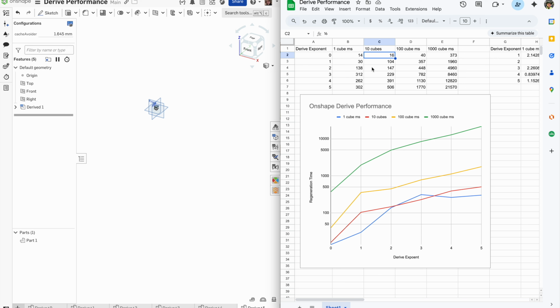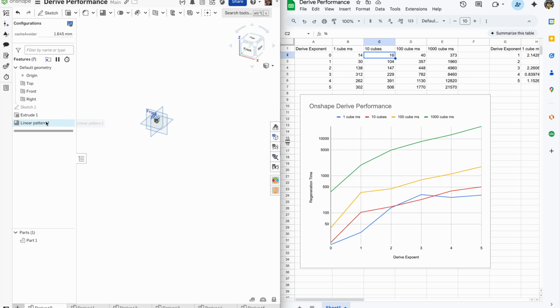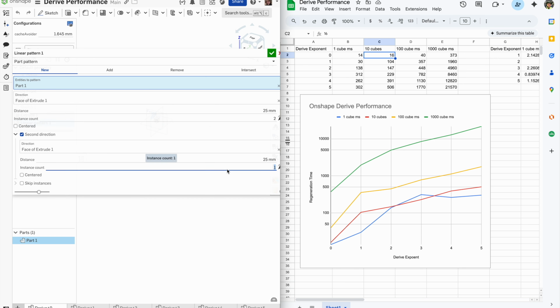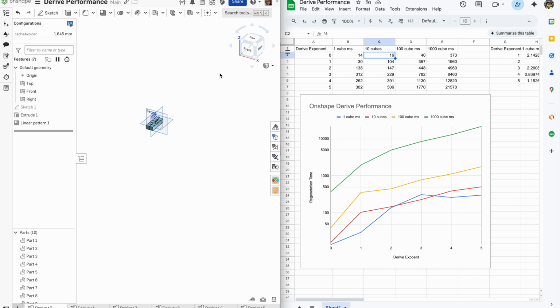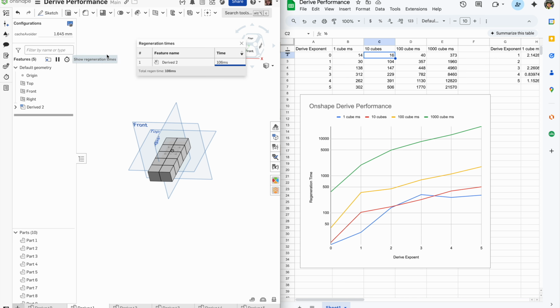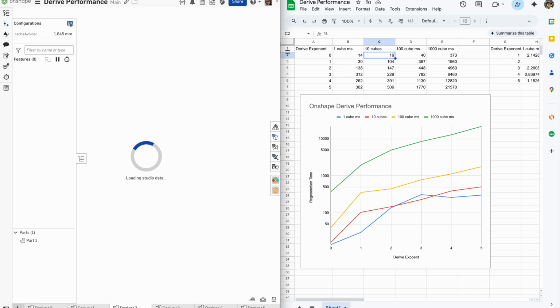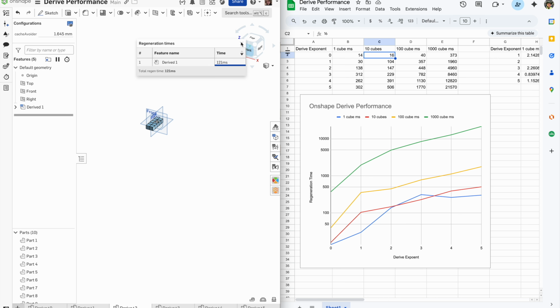But then when we increased to 10 cubes, and the way that I did that was just do a 2x5, a clear pattern starts to emerge. So here we see not much of a change to the original time. Actually, it only goes up to 17 milliseconds, which is reflected here. But then we see a single derive. It's multiplied by 10 roughly, or actually that's more like 5. And then we continue to see an increase. And by the time we get to the fifth derive, we're up to 415 milliseconds.